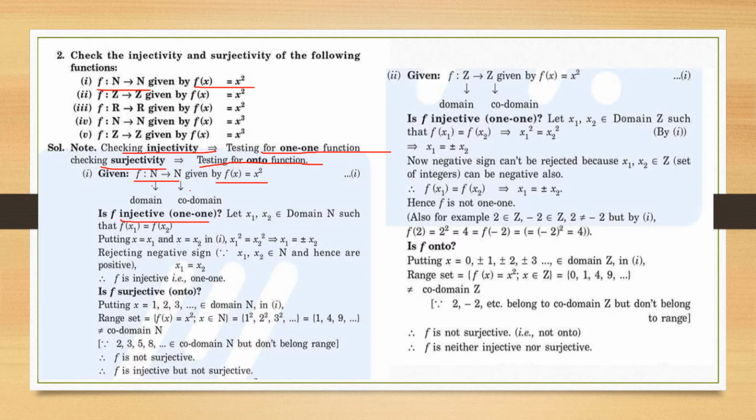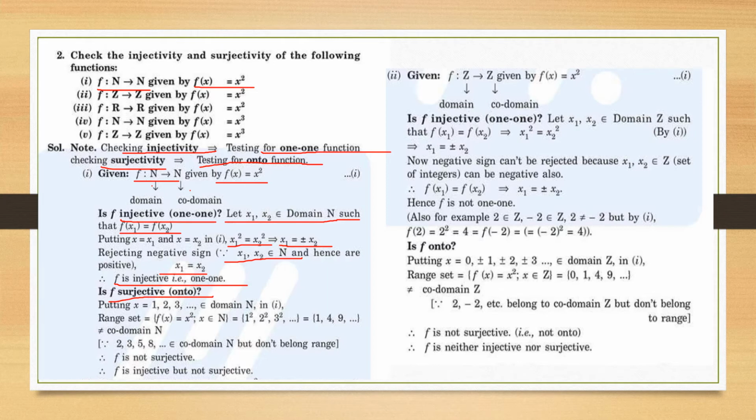So check the one-oneness. Let x1, x2 belong to the domain N. f(x1) equal to f(x2), right? Now from here, x1² equal to x2², x1 equal to plus minus x2. Now rejecting the negative sign, as you know that x1 and x2 are two natural numbers, so they are positive. So x1 equal to x2 we get. So that means f is injective, that is one-one.